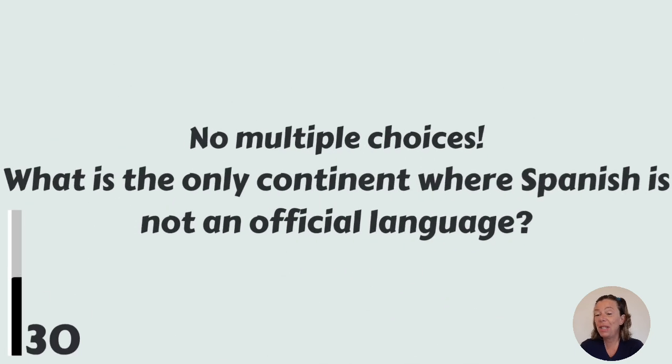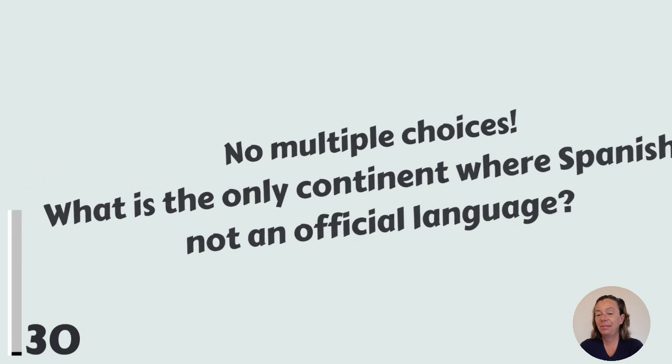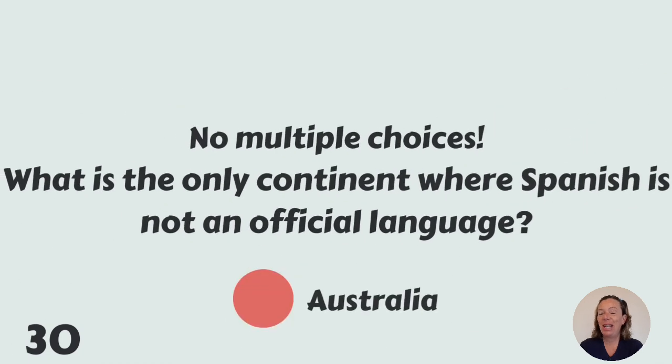No multiple choice. What is the only continent where Spanish is not an official language? Australia. They don't speak Spanish in Australia.